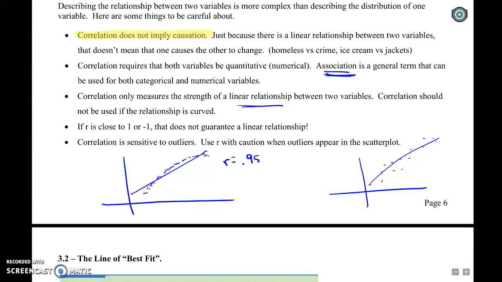I can almost tell you that this is going to be a guaranteed type of test question. You see that all the time on the multiple choice section. Very common, and kids get tricked up on it. Correlation is sensitive to outliers. Use R with caution when outliers appear in the scatter plot. I think we talked about that already.